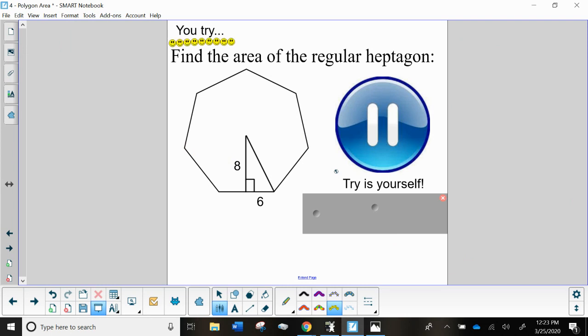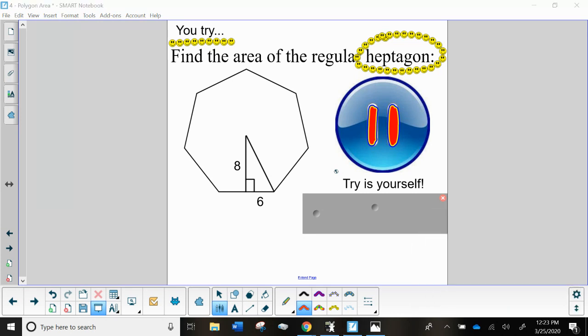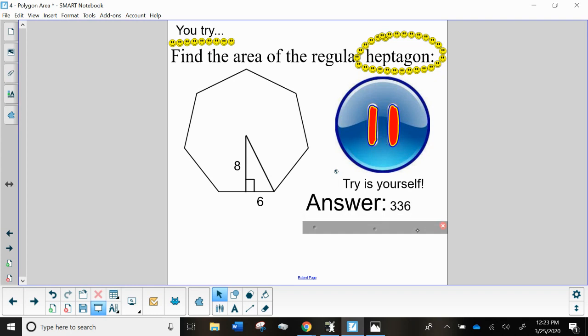Now you try. Find the area of the regular heptagon, so 7 sides. I want you to pause your video right now and work this problem out in your notes by yourself. You can use the triangle method, or you can use the area formula. Okay, so pause the video. Unpause. Okay, here's your answer. If you did not get 336, go back, double check all your numbers, double check that you counted things right.